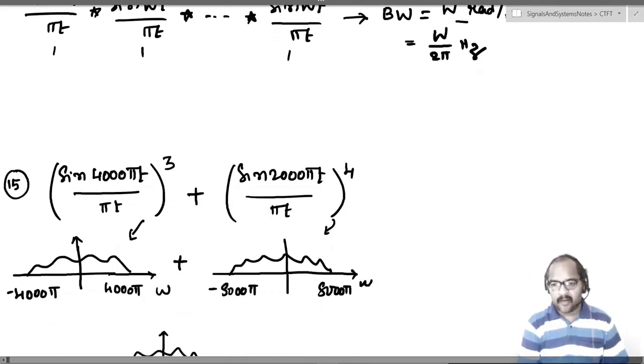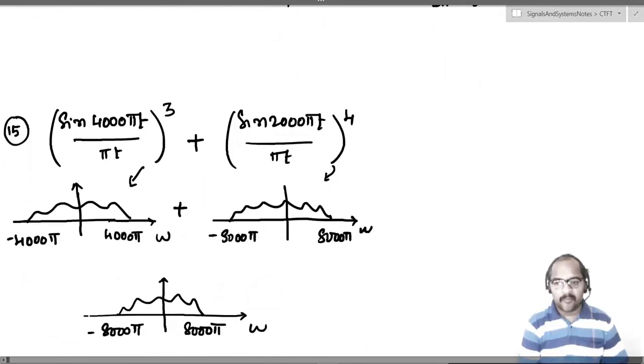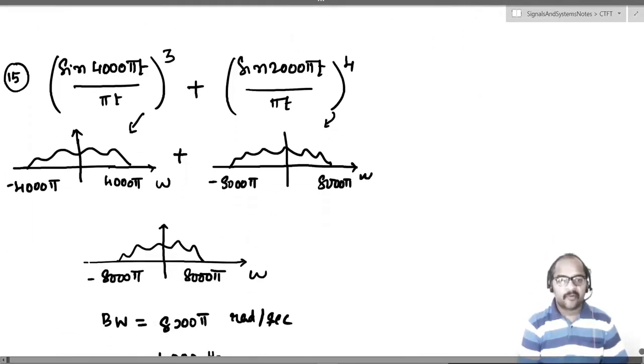Okay, now let us make our life a little bit complicated. Let us take this example: x(t) equal to (sin(4000πt)/(πt)) whole cube plus (sin(2000πt)/(πt)) whole power 4. Definitely we know the Fourier transform of this function exists from where to where? Whole cube is there, so the first function can be written as sin(4000πt)/(πt) multiplied with itself 3 times, and hence what happens to the bandwidth here?